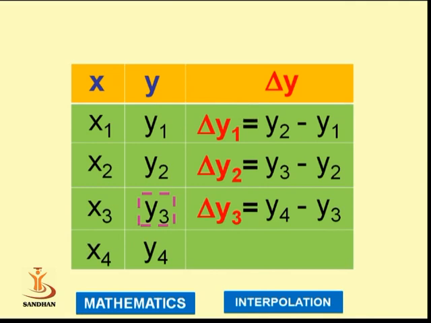So if we have got n points, the last value that we would compute would be delta yn minus 1.